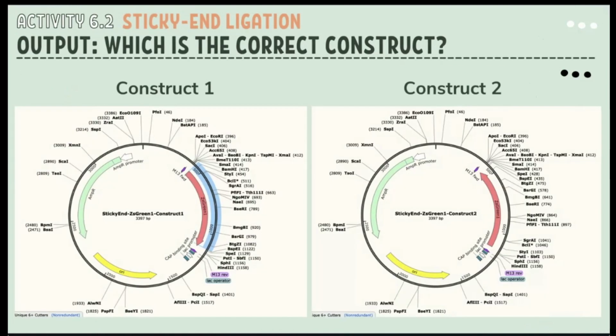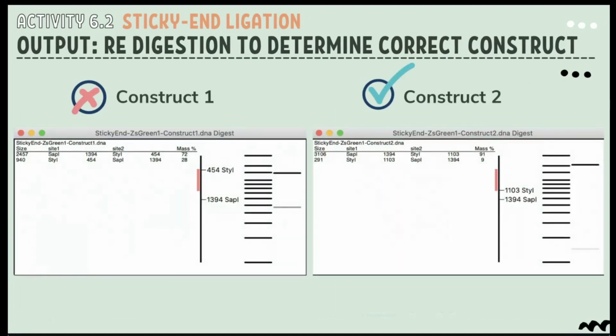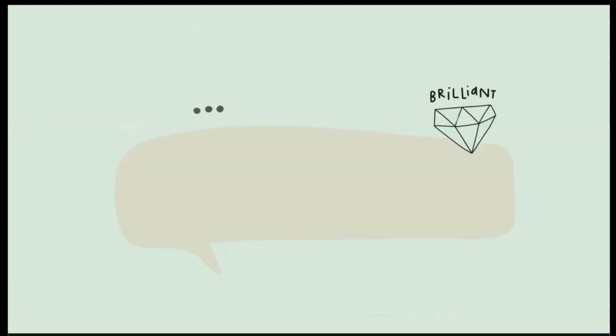Now we have obtained the DNA sequences of the two constructs made from the sticky end ligation, but there's only one correct construct, and that will be construct 2, since the transcription direction of the ZS-green1 gene follows the direction of the other features, especially that of the lac promoter. We can also differentiate the two plasmids through RE digestion, just like in the blunt ligation activity. For this one, we use StyI and SapI restriction enzymes, where StyI is found in the gene of interest.